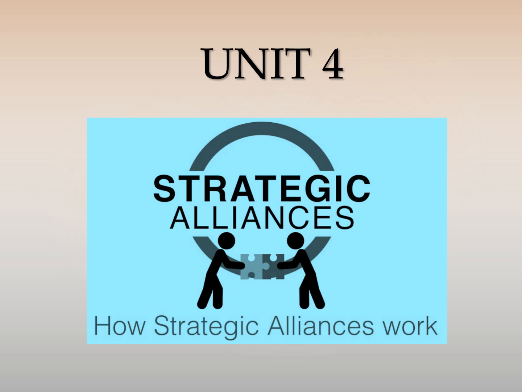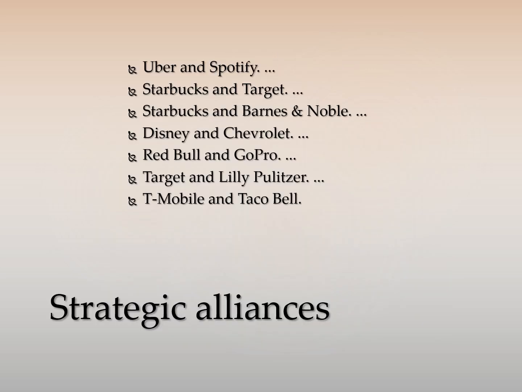So Unit 4 is mainly focusing on strategic alliances, how strategic alliances work. That is the major focus behind Unit 4. So we'll see further. Strategic alliances. The best examples from real time, we can take a lot. For example, Whopper and Spotify, they have an alliance. Starbucks and Target, Starbucks and Barnes and Noble, Disney and Chevrolet, Red Bull and GoPro, Target and Lilly Pulitzer, T-Mobile and Taco Bell. So alliances are there in many real-time companies.